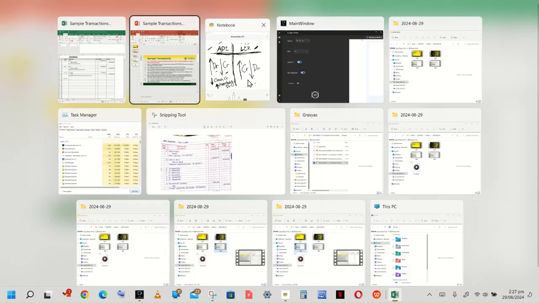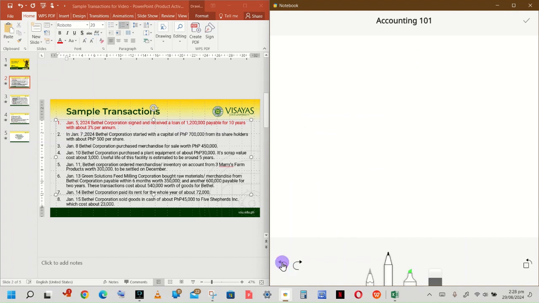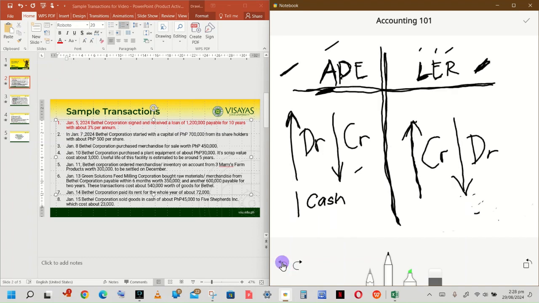So plant equipment, what are the accounts that will be affected by plant equipment? So upon analysis, when purchasing, the first account that will be affected, of course, will be what? Cash. Kasi bumili ka eh. So, nabawasan yung cash mo. And another thing that will be affected is the equipment.